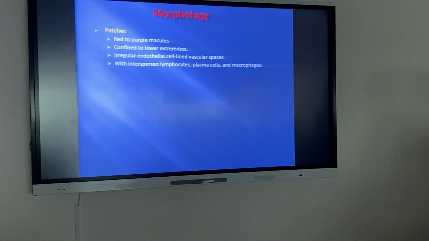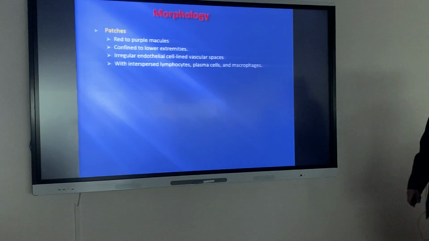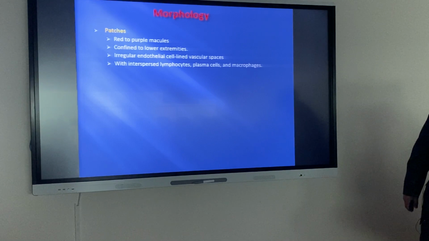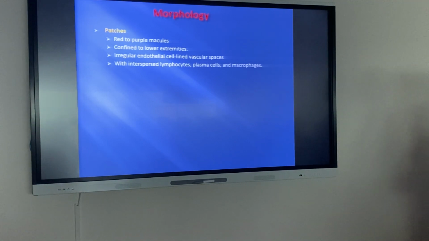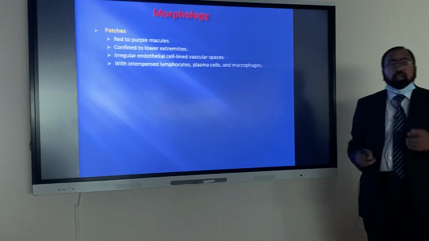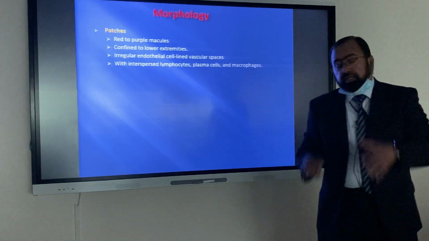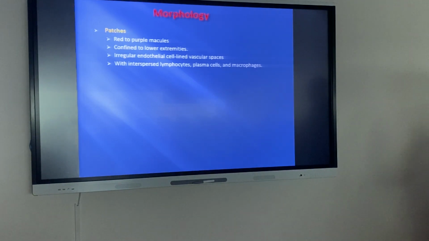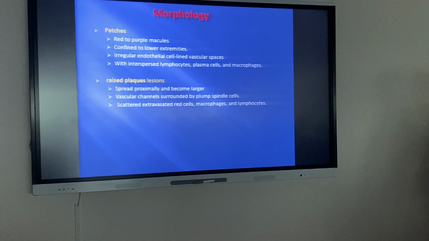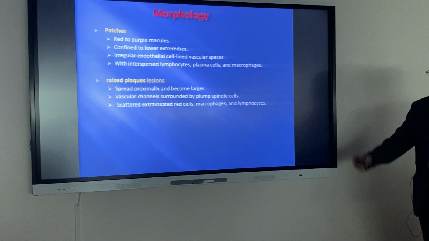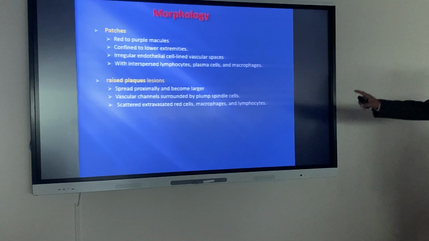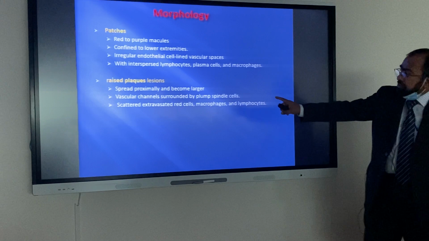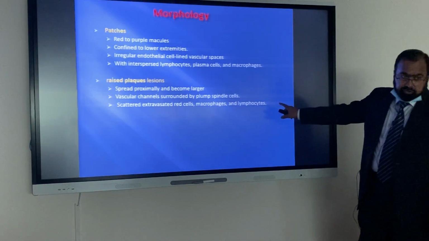Morphology: patches, red to purple macules, confined to the lower extremities on the foot, starting from the foot. Irregular endothelial cell lining with interspersed lymphocytes, plasma cells and macrophages. So spindle cells with interspersed lymphocytes, plasma cells and macrophages. Raised plaque lesions spread proximally and become larger. Vasculature surrounded by plump spindle cells. Again they have extravasated RBCs, macrophages and lymphocytes.